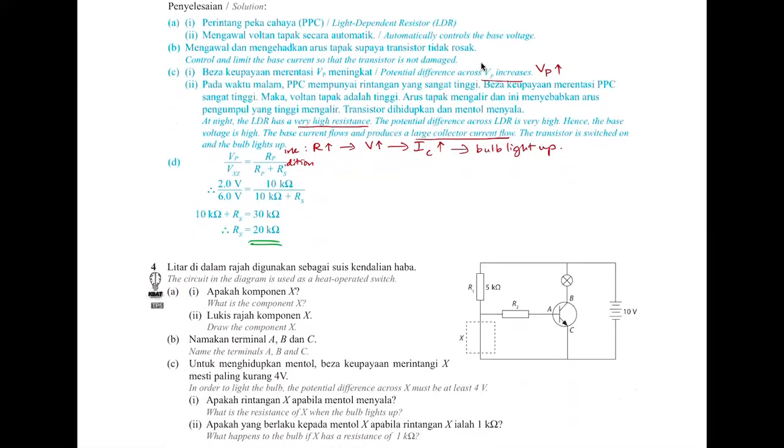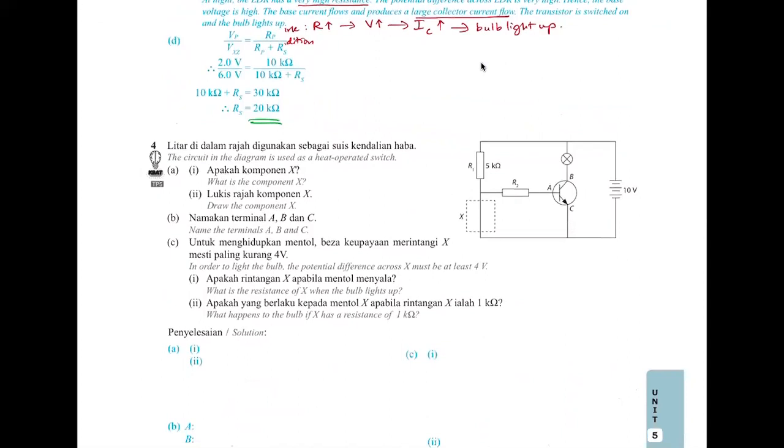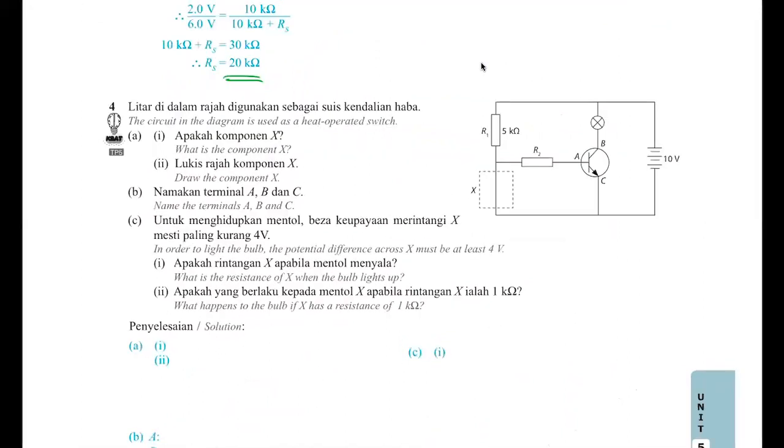Okay, last one, number 4. Question number 4. All right. So the circuit in the diagram is used as a heat operated switch. What is component X? Ini adalah heat operated switch. So yesterday we have discussed we have light operated switch and also heat operated switch. So this one is heat operated switch. So what is the component of X?